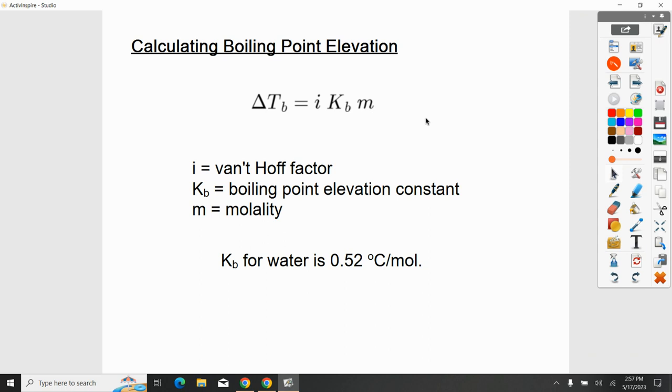So it's the same thing. I is still the van 't Hoff factor, and it's still just the number of ions you're going to get, one for a covalent substance. Kb is a constant again. This time it's 0.52 for water. So our freezing one and our boiling one are 2 different numbers. The freezing one is larger than the boiling one. That's why the freezing point depression is greater than the boiling point elevation. And m is still molality. So again, same math.